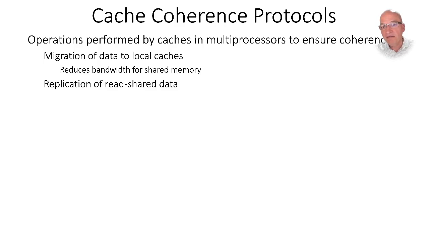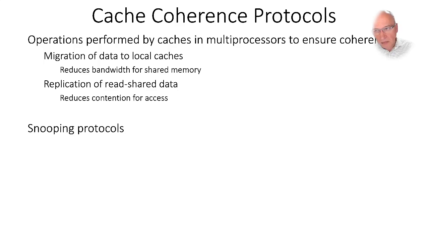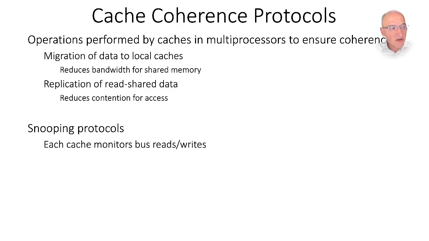I can have replication of read-shared data, for example. If I have multiple processors reading the same data, but nobody is writing, I can simply make a copy of that data in the cache of each of the processors, and each processor is going to have hits in its cache when it reads the value. I can also have what is called a snooping protocol. A snooping protocol consists of each cache monitoring all the reads and writes that happen in the system.